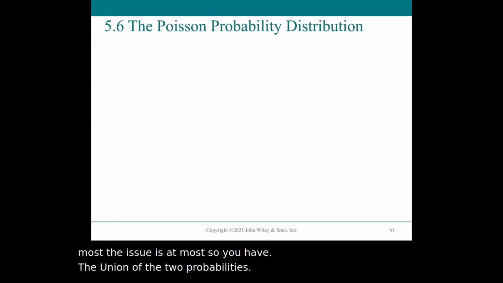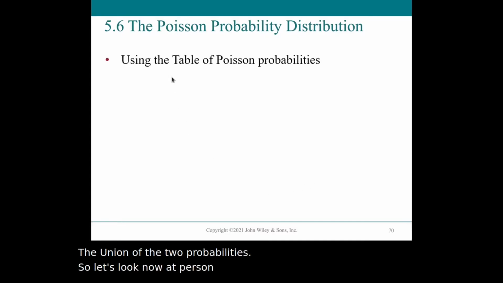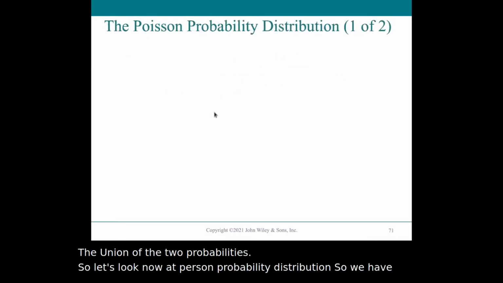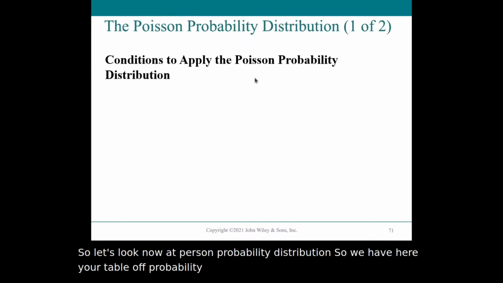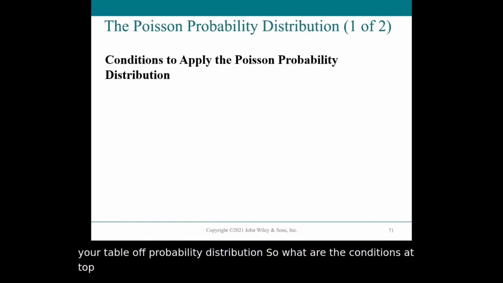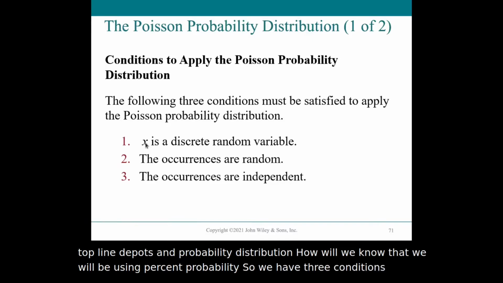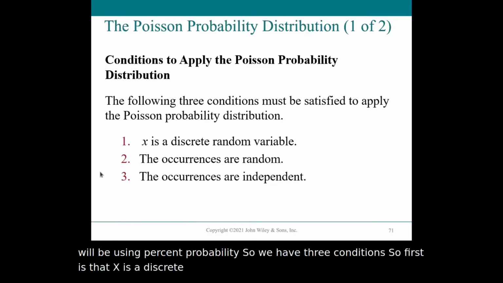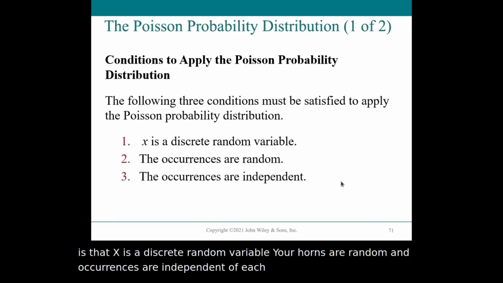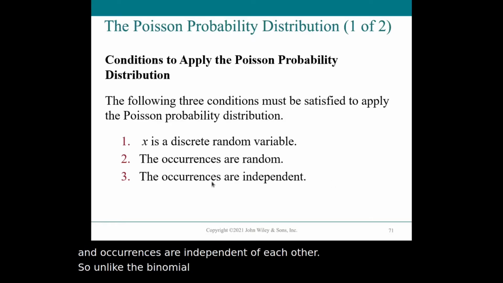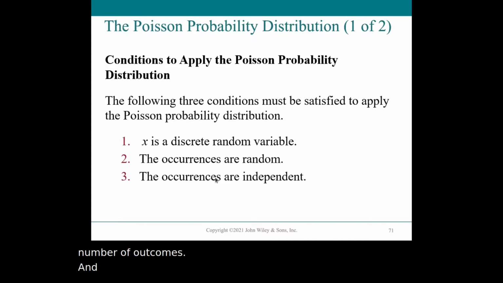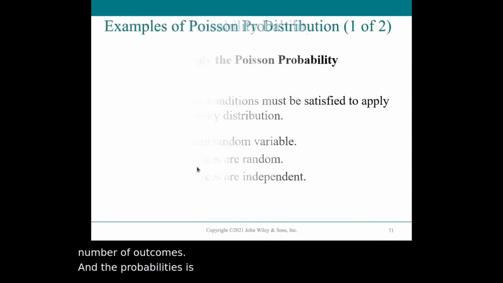So let's look now at Poisson probability distribution. So we have here your table of probability distribution. So what are the conditions to apply the Poisson probability distribution? How will we know that we will be using Poisson probability? So we have 3 conditions. So first is that x is a discrete random variable. Your occurrences are random and the occurrences are independent of each other. So unlike the binomial probability, there is no limit to the number of outcomes, and the probability is not necessarily consistent or constant.